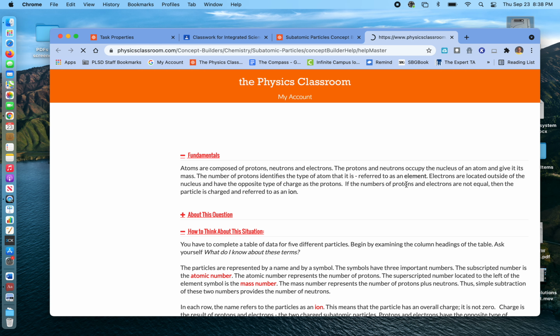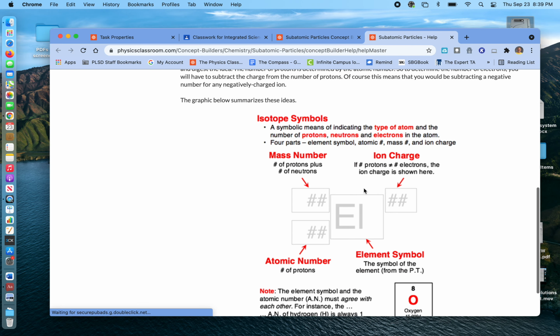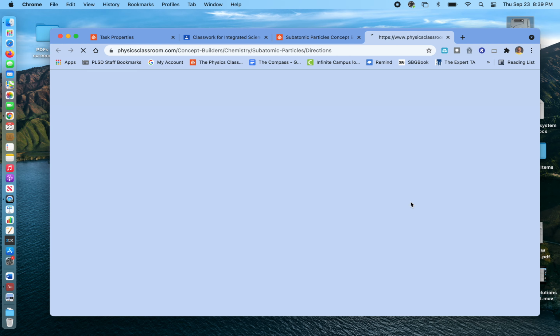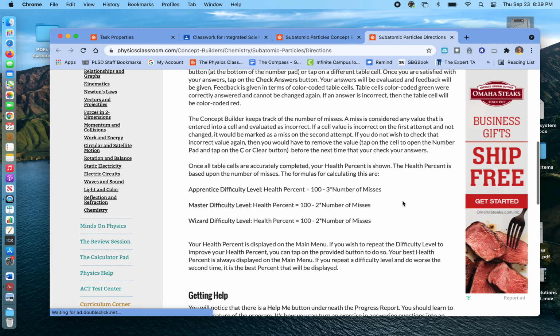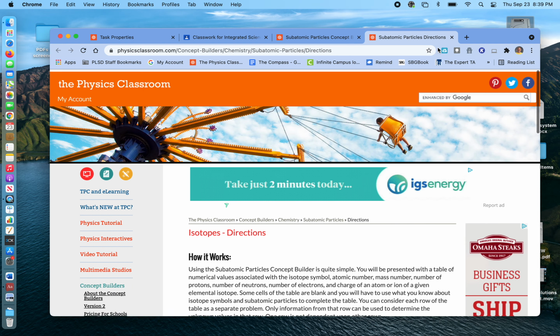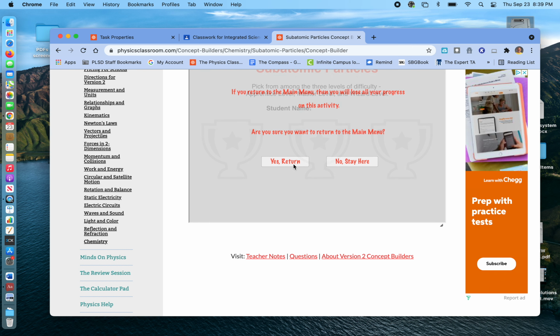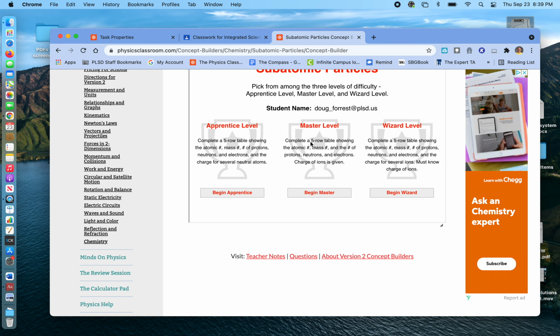If you do need help, you can go over here. It'll let you know some of these things. If you want to view directions, goes back to here. You can talk about this as well. So that's my tutorial. I'm going to go back to the main menu. And again, hopefully you get both of these checked off. If you get both levels, you get a 10 out of 10.